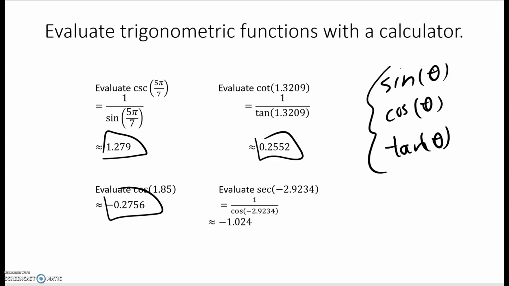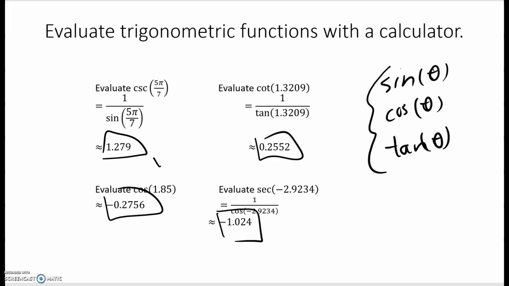Last but not least, secant of negative 2.9234. Again, I don't have a degree symbol, so I've got to be in radians. And again, I don't have secant, so I've got to use cosine, or the reciprocal of secant, to evaluate this. So 1 over cosine of that same number, negative 2.9234, you should be getting negative 1.024 on your calculator.